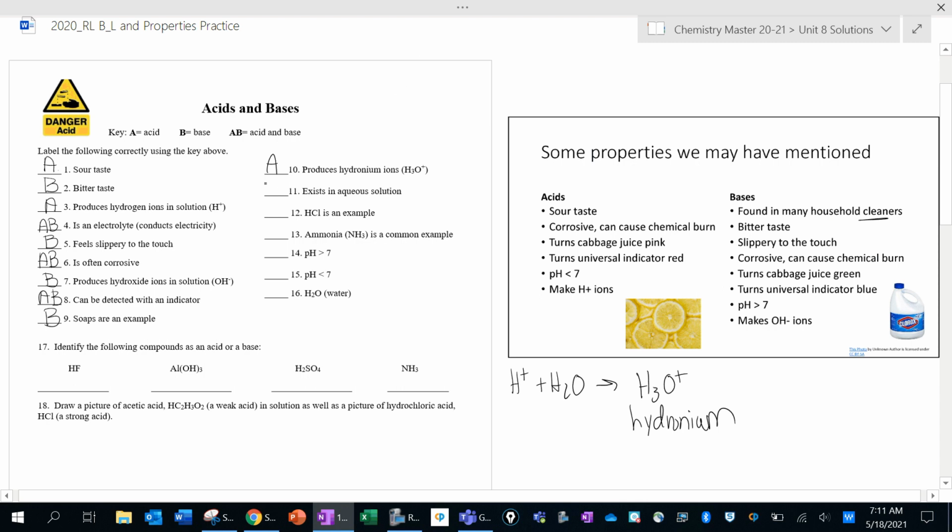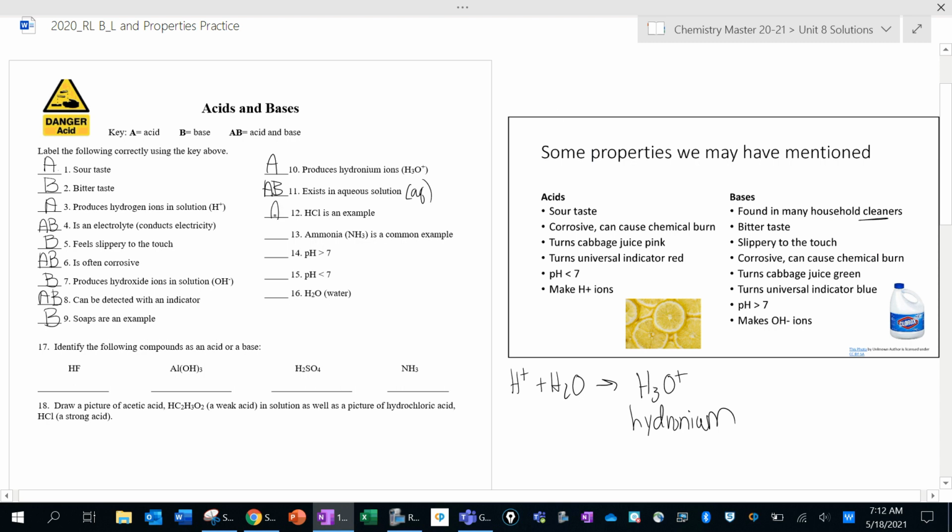Both acids and bases exist in aqueous solutions. So whenever we define acids and bases, we're thinking about what they do when we dissolve them in water. So they either make hydrogen ions when we dissolve them in water, or they make hydroxide when we dissolve them in water.